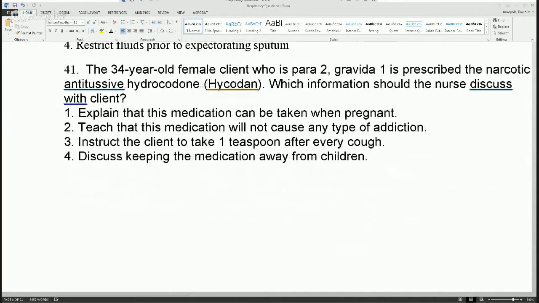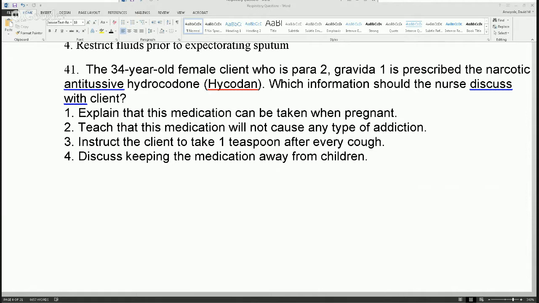Get another one. A 34-year-old female client who is para 2, gravida 1, is prescribed the narcotic antitussive hydrocodone. Which information should the nurse discuss with the client? What's it say? How about 4? It is not 4. Maybe after. Whoa, whoa, whoa. It is 4.